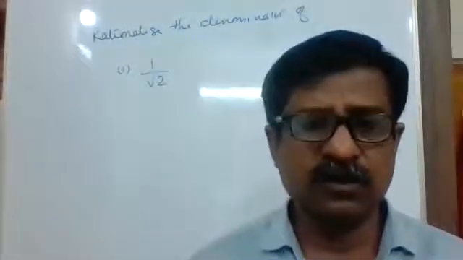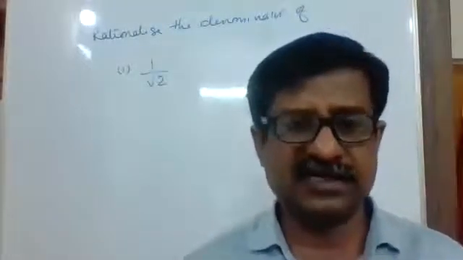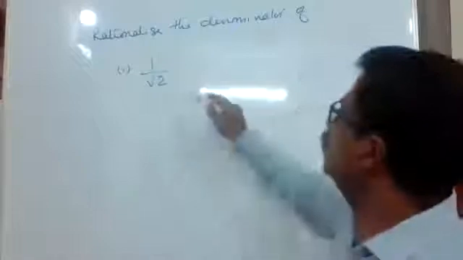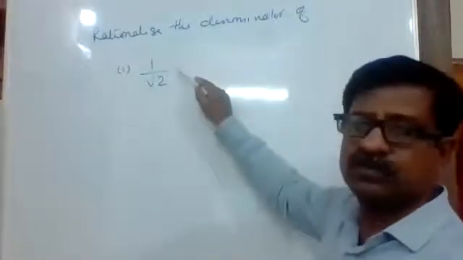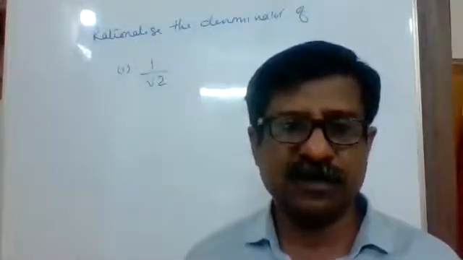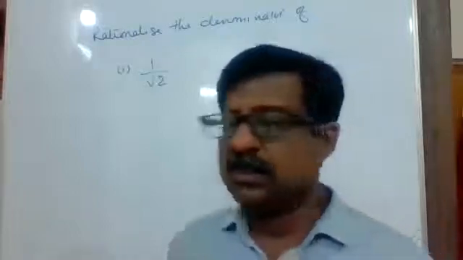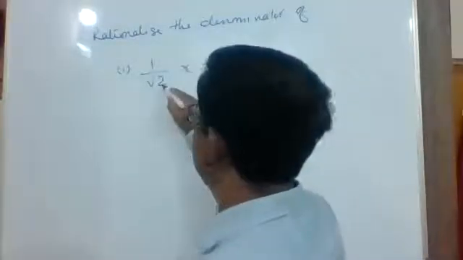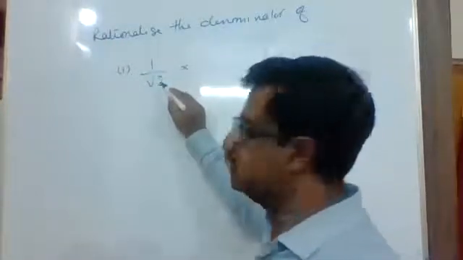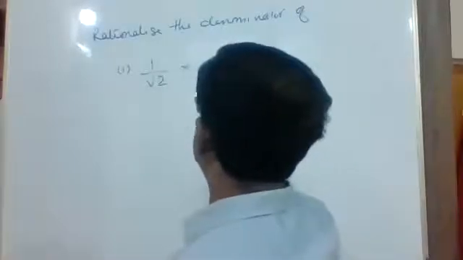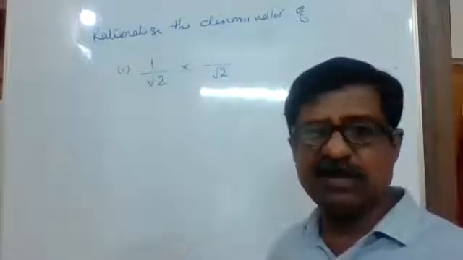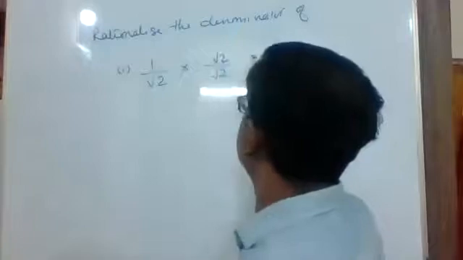Our aim is to make the denominator a rational number. 1 upon root 2 is given, and the denominator, root 2, has to be made rational. How to make it rational? For that, we have to multiply by the rationalizing factor. The rationalizing factor of the denominator root 2, which is a monomial, we know that a monomial's rationalizing factor is the same irrational number. Therefore, root 2 has to be multiplied in the denominator. But if you are multiplying root 2 in the denominator, the same number has to be multiplied in the numerator also.